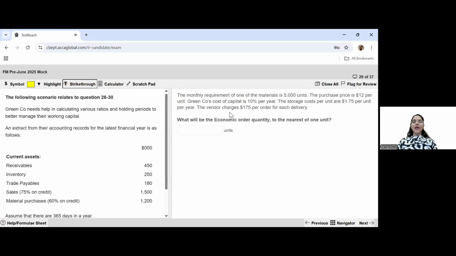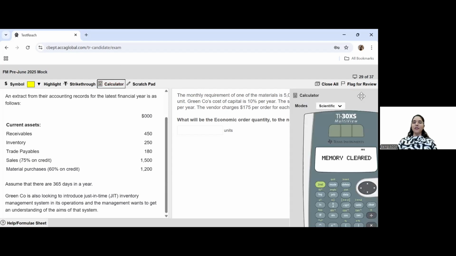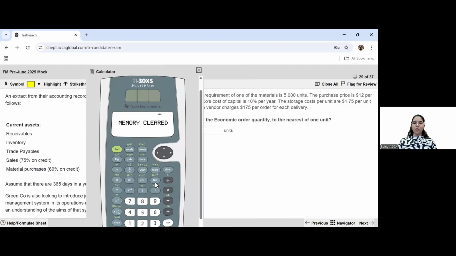Okay. So we want to calculate the economic order quantity to the nearest 1 unit. We are given additional information. Monthly requirement of one of the materials is 5,000 units. So if I want to find out the requirement for the entire year, what is it going to look like? 5,000 is for 1 month. There are 12 months in a year. So 60,000 units is going to be my yearly requirement.